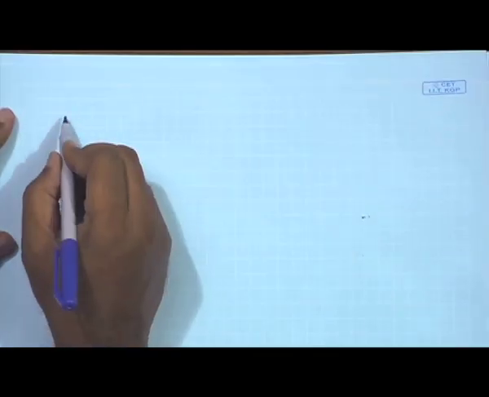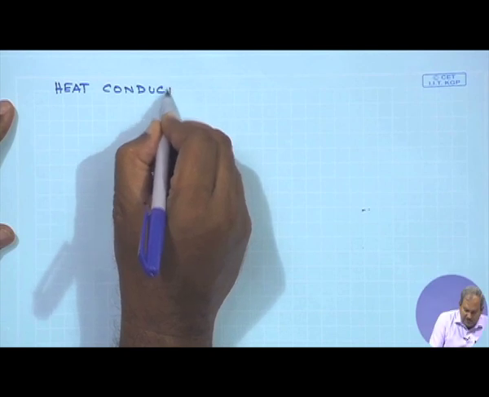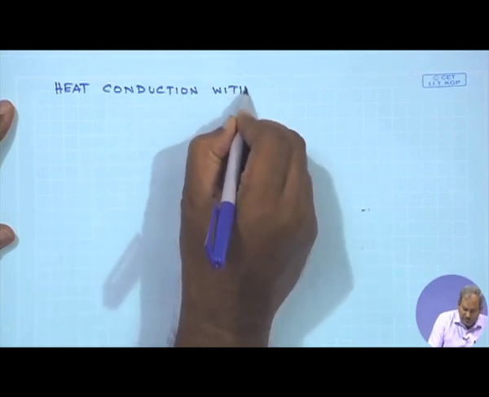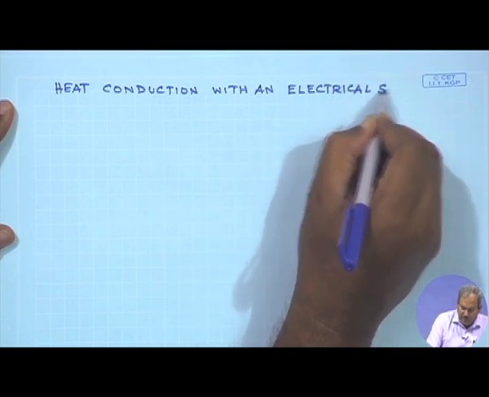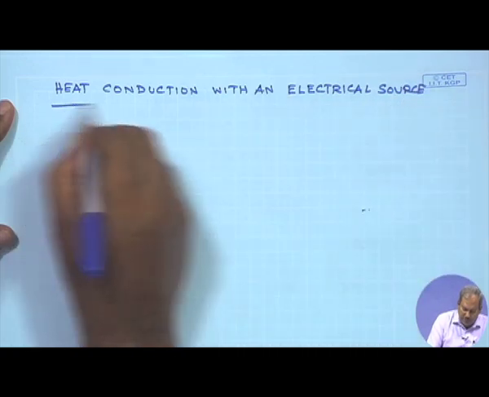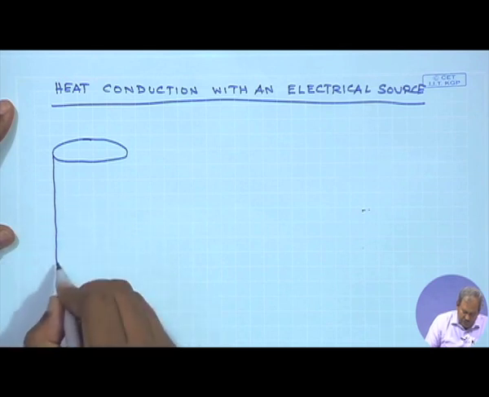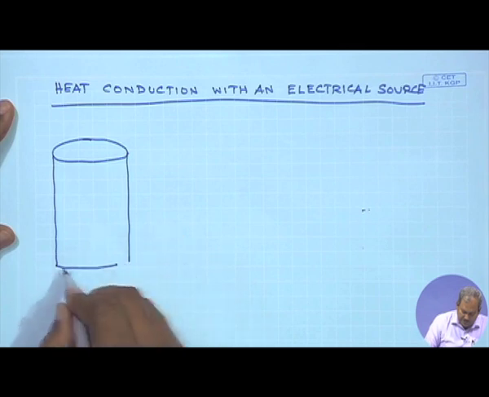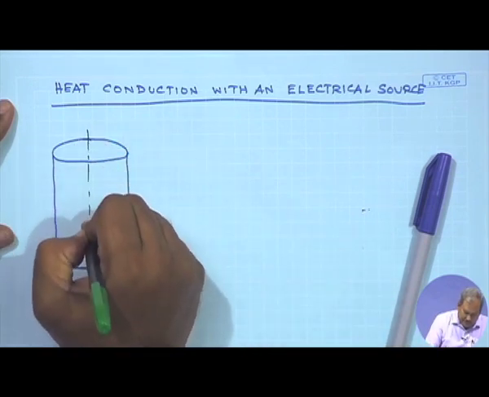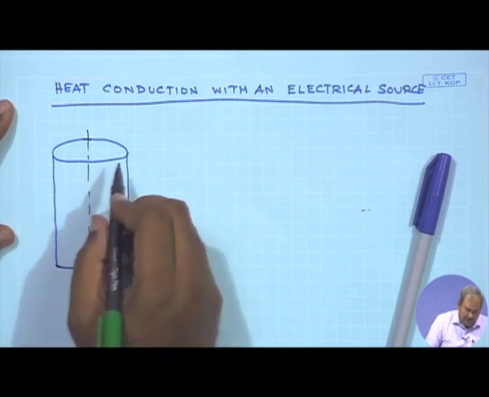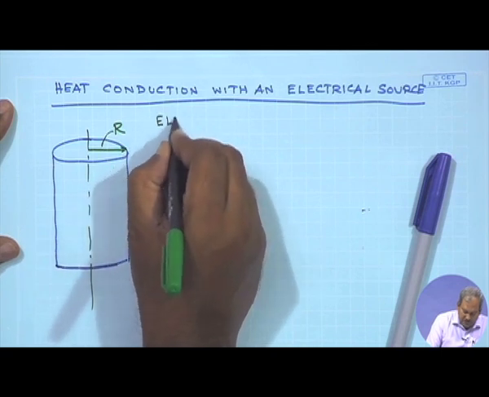What we need to do is heat conduction with an electrical heat source. This is the system that we are going to model in the next class. This is a very common situation in which, let us say, I have an electrical wire through which a current is being passed. It's cylindrical in nature. So what I have then is, this is the center line, and the radius of this wire is equal to r. So this is an electrical wire.